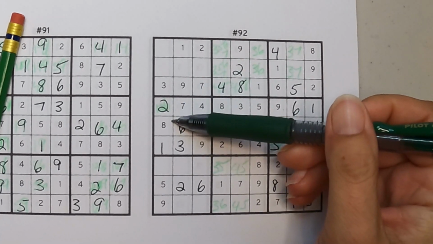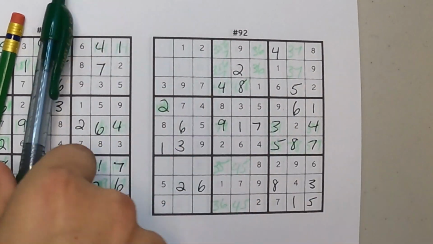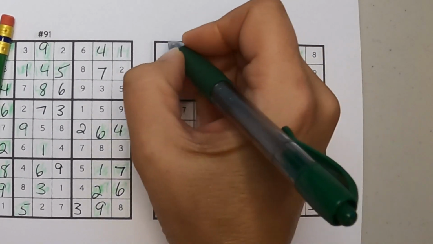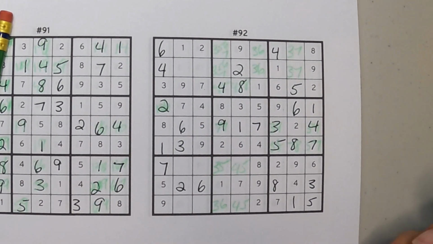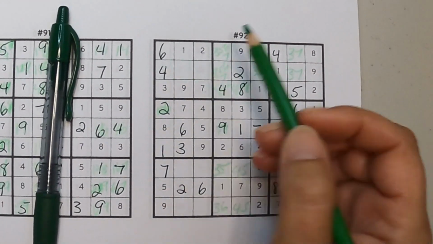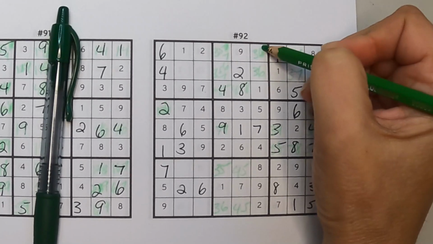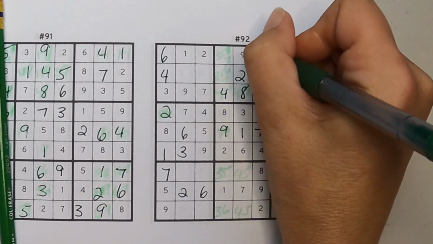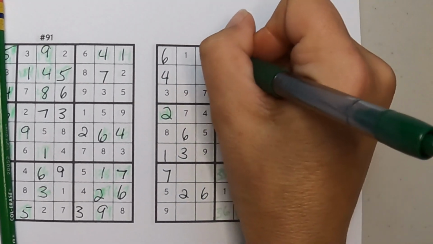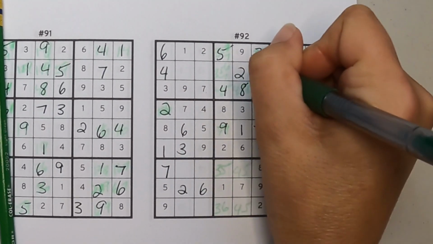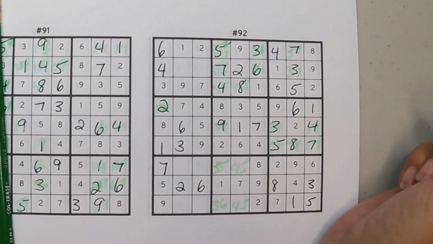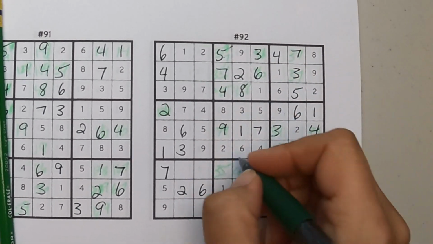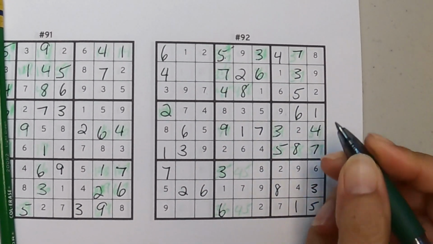For this column, we're missing 4, 6, and 7. We've got a 4 here and a 7 here, so that makes this our 6. That 7 makes this our 4, 7. So with this 6, we can get rid of this 6, this 6. That makes this our 3, 7, 5. That 7 makes this our 3, 6. And this must be our 7. That 5 makes this our 3, 6.